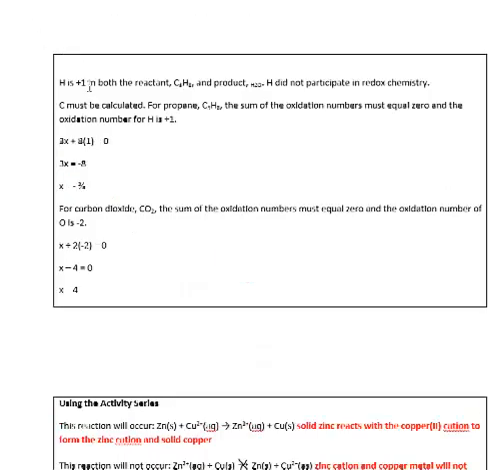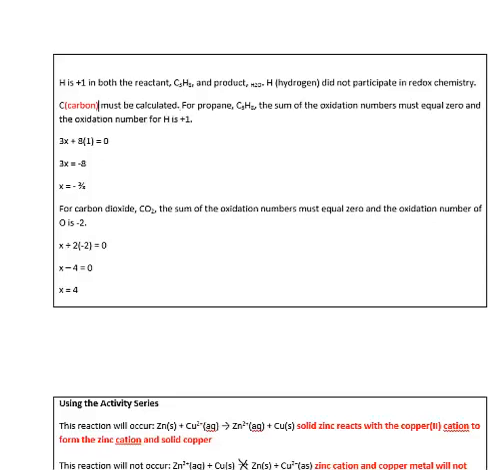H is +1 in both the reactant, C3H8, and the product, H2O. H did not participate in redox chemistry. Now we can just call it hydrogen, but H is fine. C must be calculated. Maybe I should put that in there. C, or carbon, must be calculated.